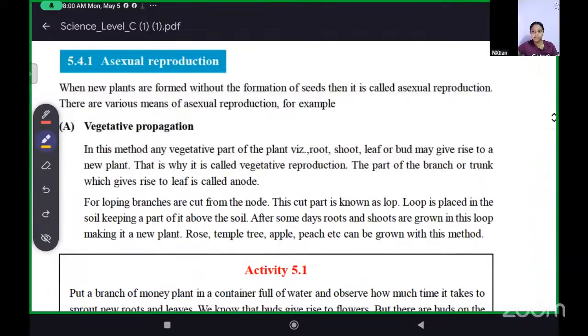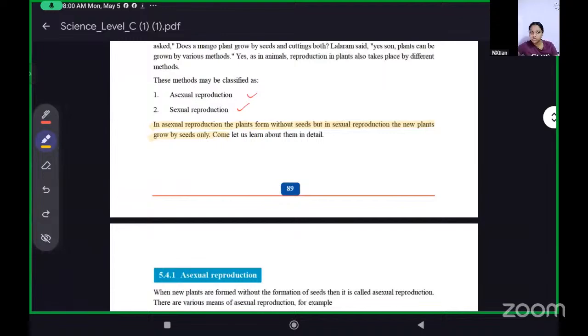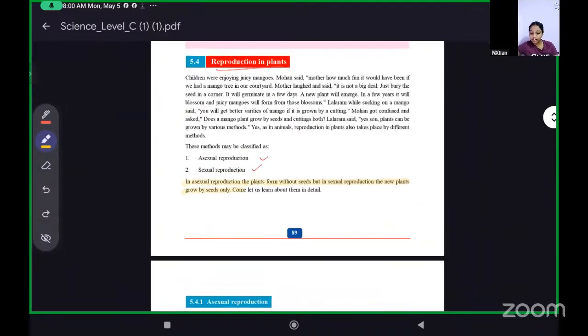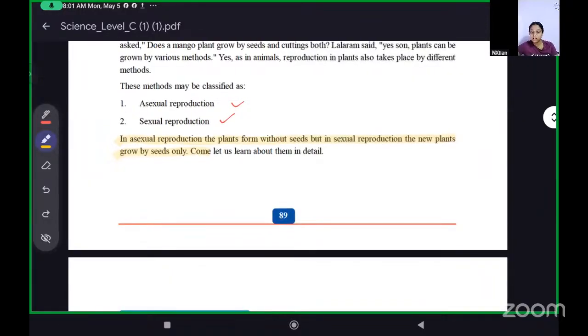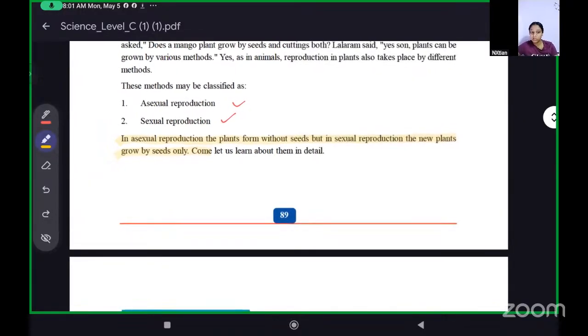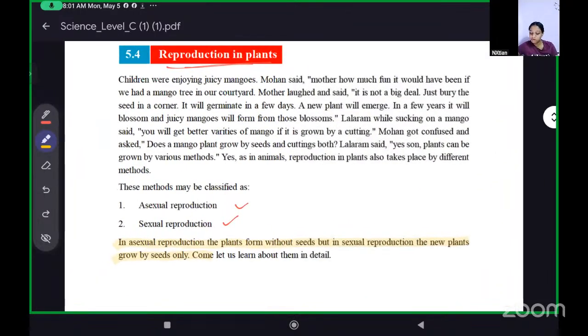Yes, ma'am, what is cutting? Where is the cutting? Ma'am, I was just skimming through the story, and it says that his father says a mango plant will be grown in more variety if you grow it by a cutting. What's a cutting?